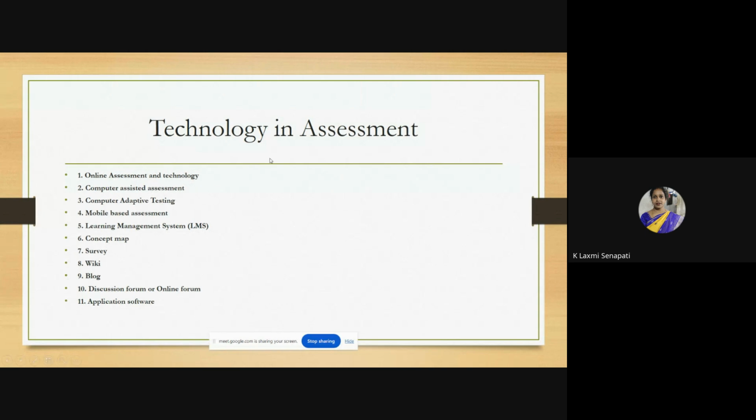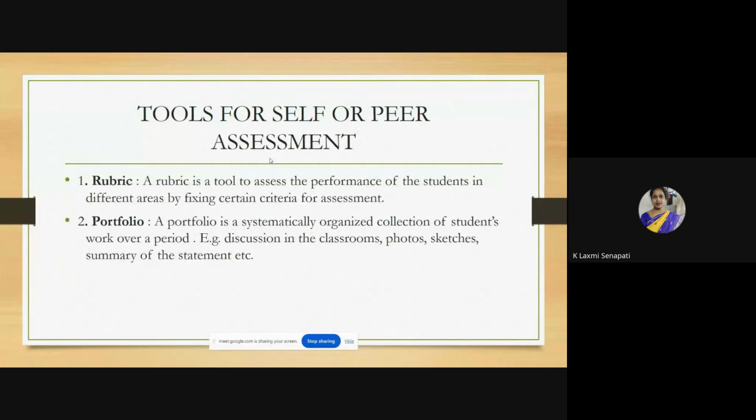So here, the tools for self-assessment or peer assessment. What are the tools? Tools means what technique we should follow. Suppose for testing the students, when we are preparing the question paper, our question paper will be the tool, a tool for evaluation or for assessment. Like that, every time we are assessing the students.